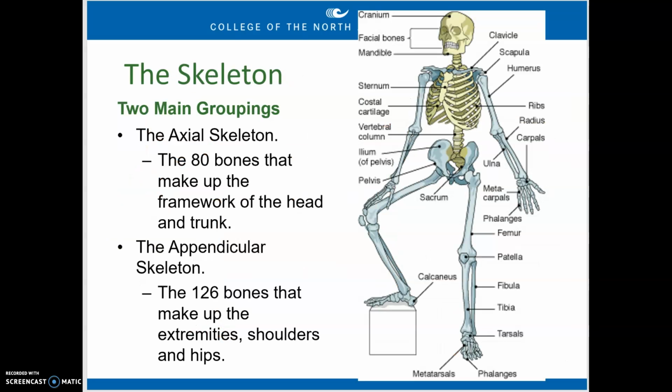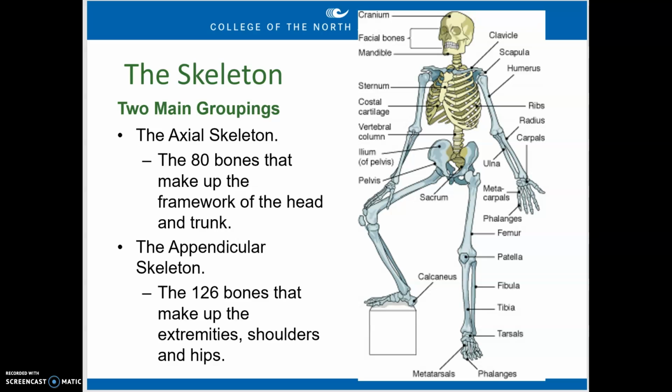Okay, so for the next little while, certainly to the end of this video and probably the next one, we're just going to be talking about the skeleton in general, how the bones are organized, where the bones are, what the names and stuff are. So we'll go through, and first we'll start off with the two main groupings of the skeleton. We have the axial skeleton and the appendicular skeleton. So the axial skeleton is actually going to be about 80 bones, and it makes up the framework of the head and the trunk of the body.